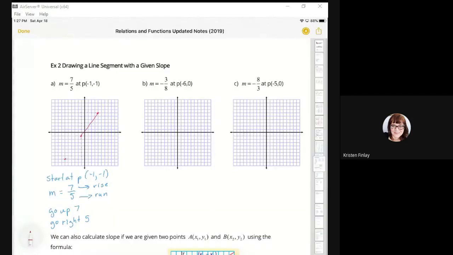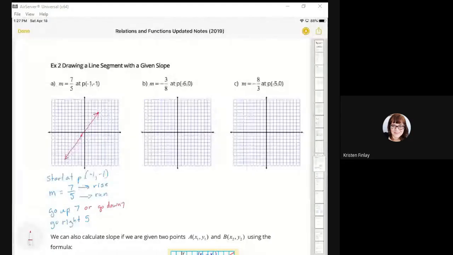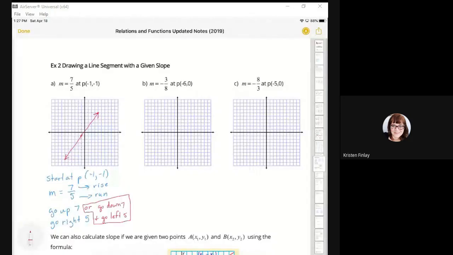And what we notice if we do that, we have a continuous straight line. Now this line would have errors on both sides because there's no ending points given. So you could also go down 7 and go left 5. But remember, they're in pairs, okay? So you're either going up 7 and going right 5, or you're going down 7 and going left 5. Can't mix those up. Okay, let's look at the next one.